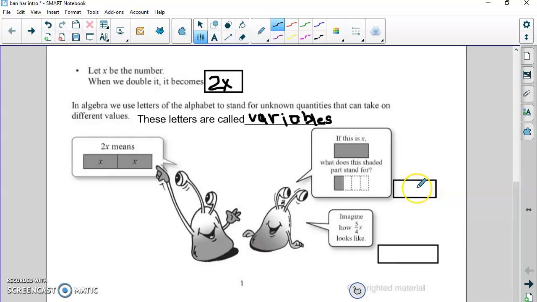My pen's not working. 1/4, but it's 1/4 of what? 1/4 of x. So notice that I said 1/4 of x, but I wrote it as 1/4 with x next to it. That means the same thing as saying 1/4 times x. But we don't know what x is, so it's kind of irrelevant. But I'm just showing you a couple different ways to write this. Okay. So 1/4 x. So imagine, how would 5/4 of x look?